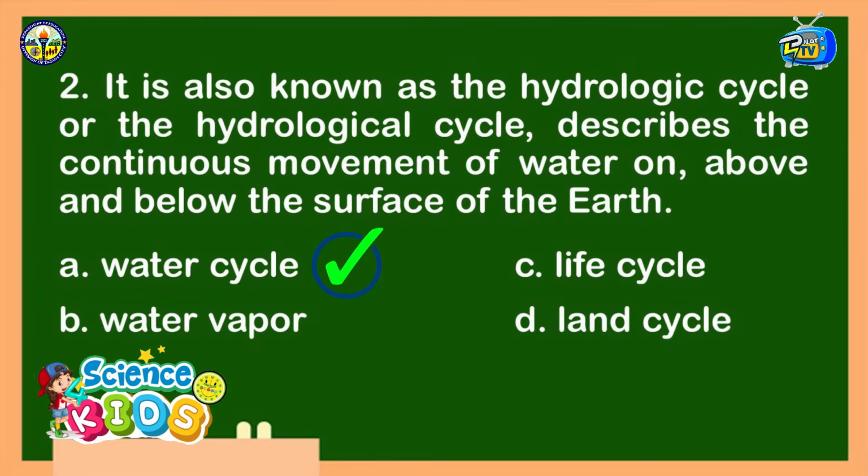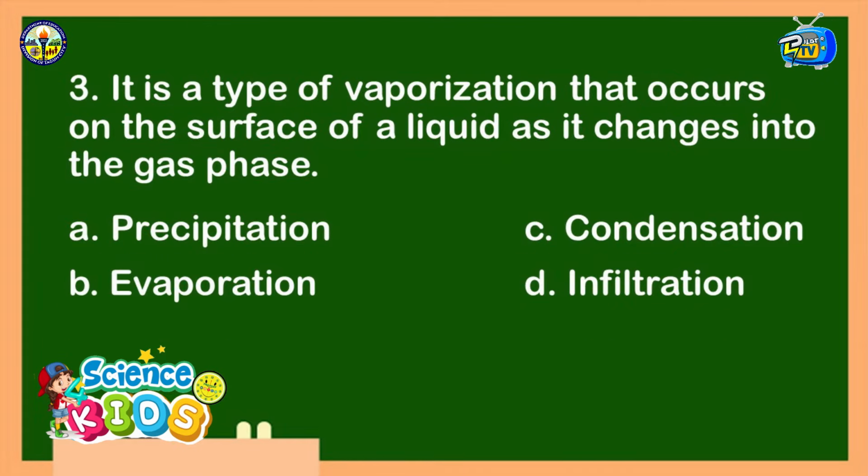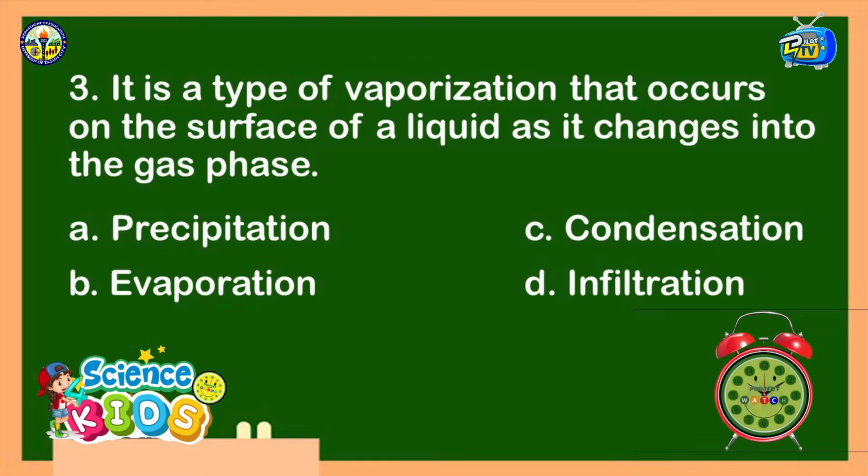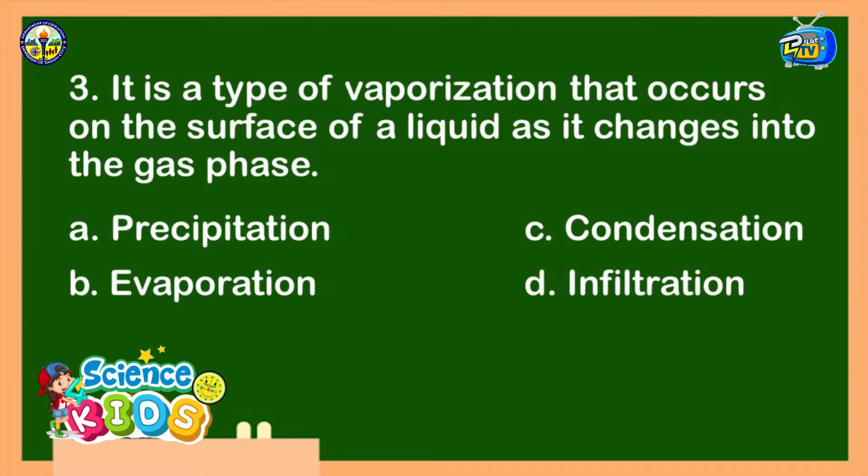Great! Number 3. It is a type of vaporization that occurs on the surface of a liquid as it changes into the gas phase. A. Precipitation, B. Evaporation, C. Condensation, D. Infiltration. Timer starts now. Time's up. What is your answer? The right answer is letter B, evaporation.